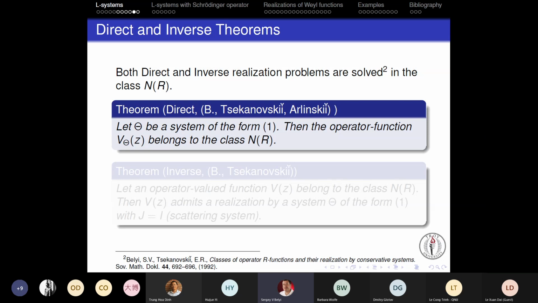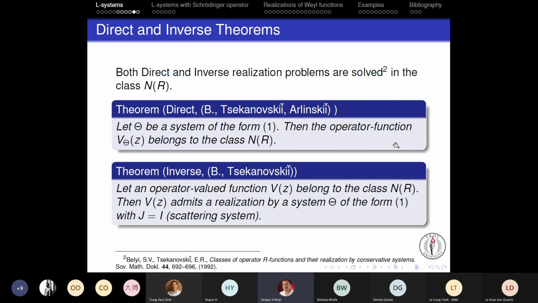A direct problem would sound like this. Let's take an L system of the form 1, then the operator function V theta of z, that is the impedance function, belongs to the class NR. And backwards, an operator valued function belonging to class NR admits a realization by an L system of the form 1, and you can even say more, you can actually realize it with J equals 1, so it's a so-called scattering system. This is an old result.